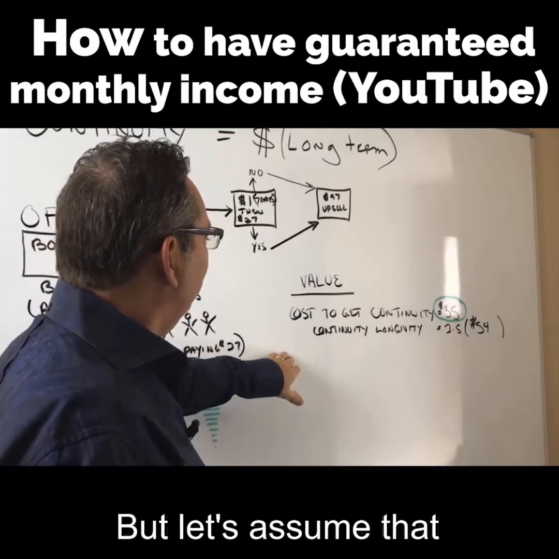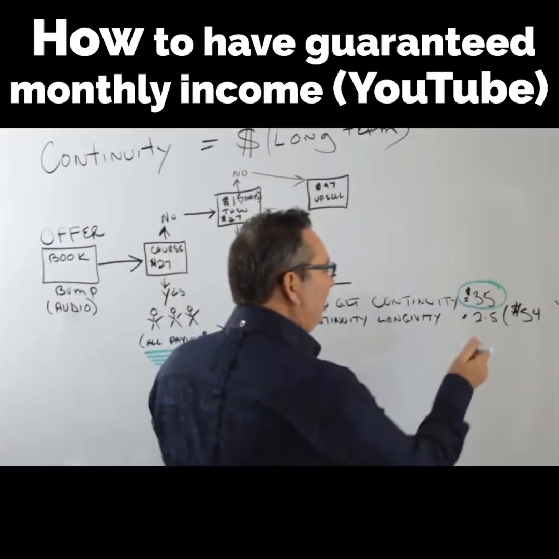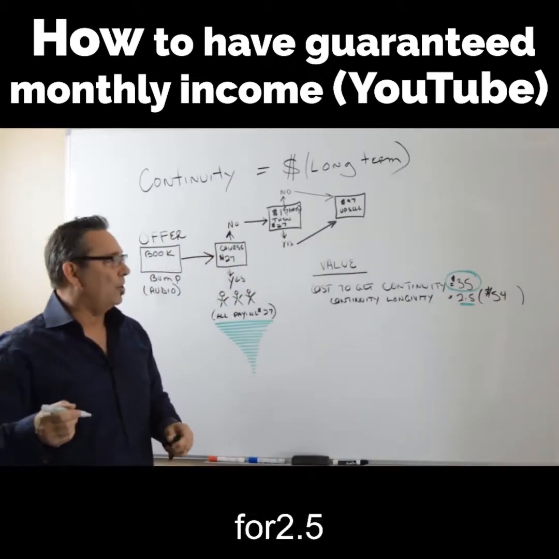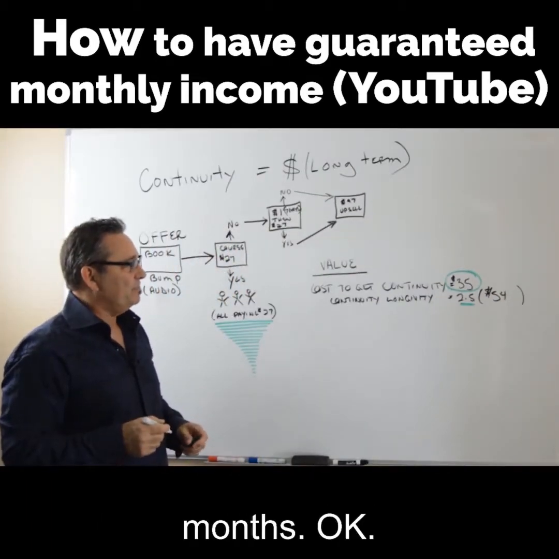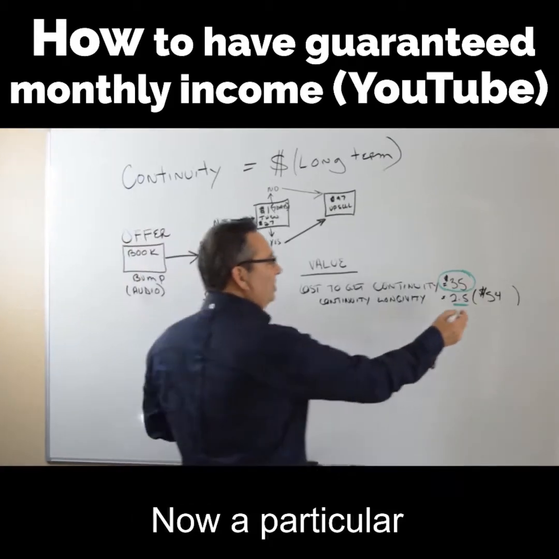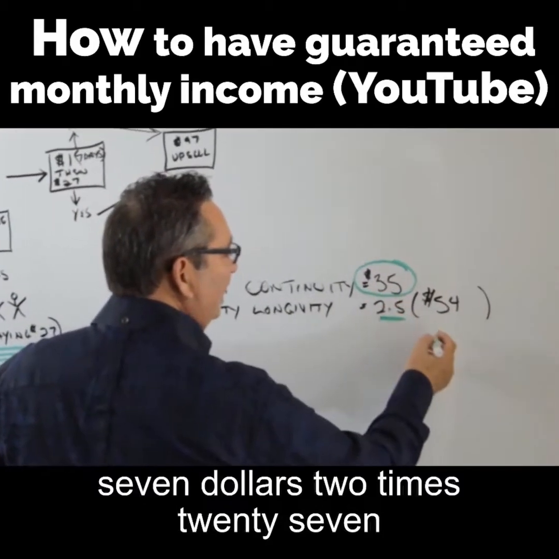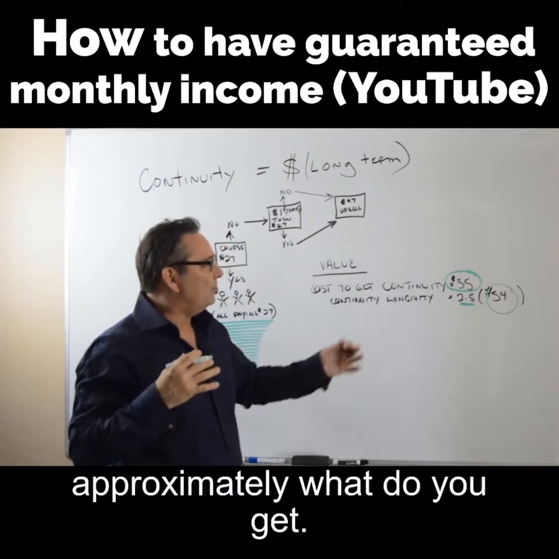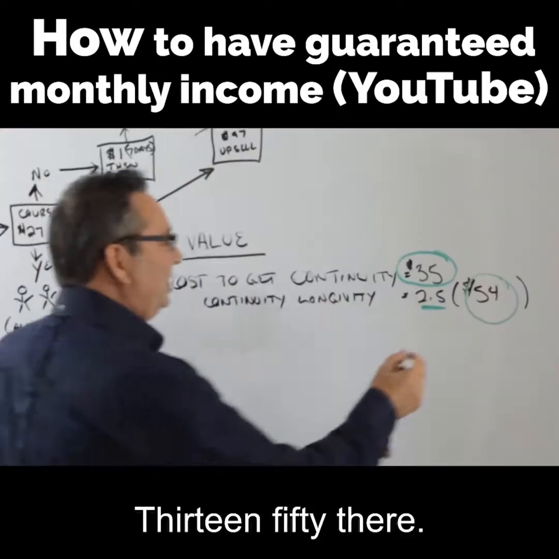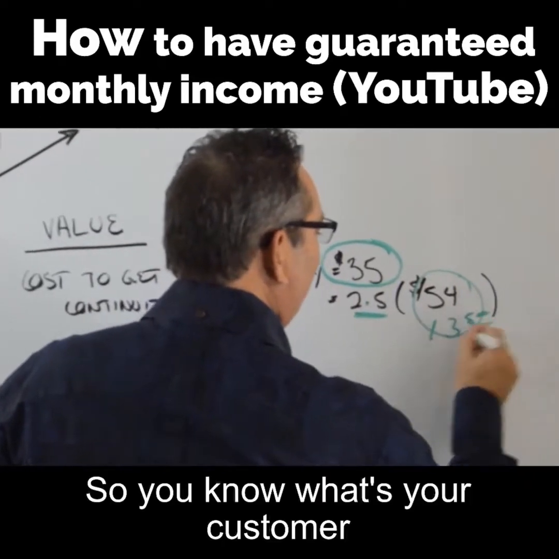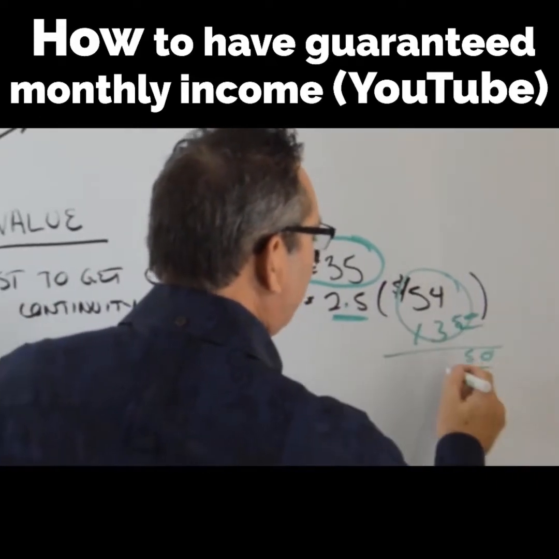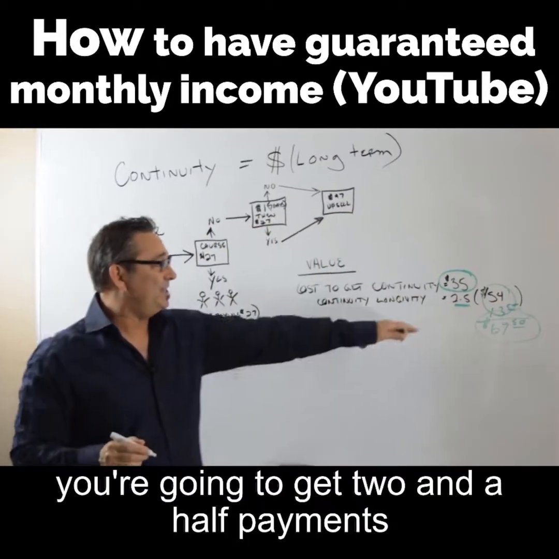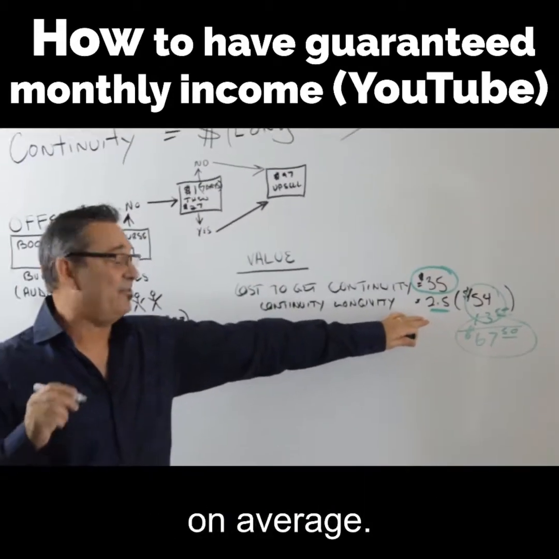But let's assume that your longevity is 2.5. And what I mean by that is that they stay in there for 2.5 months, okay? Now, a particular month here would be $27. 2 times 27 is 54. So it's going to be more than 54, approximately. What do you got, $13.50 there? So, what's your customer value? Your customer value is $67.50, because you're going to get 2.5 payments on average, okay?